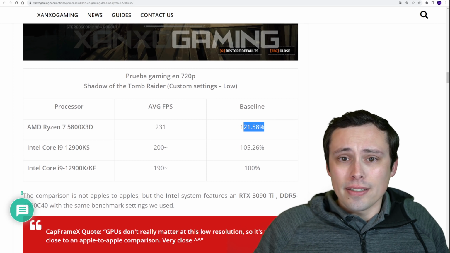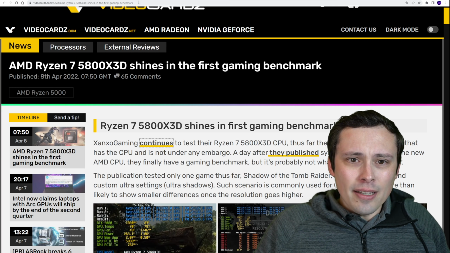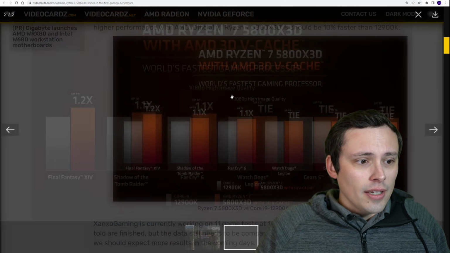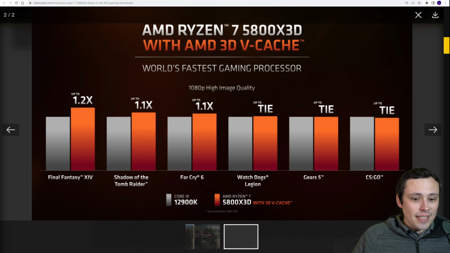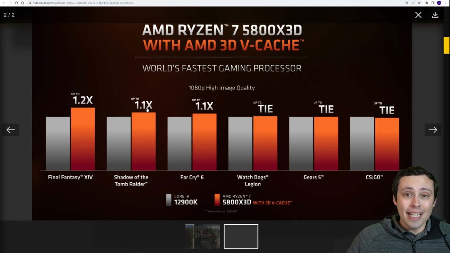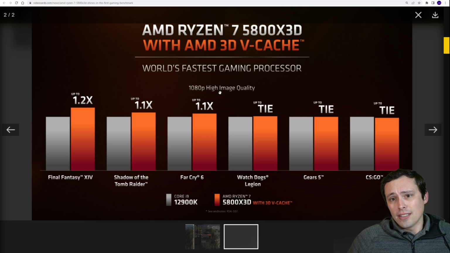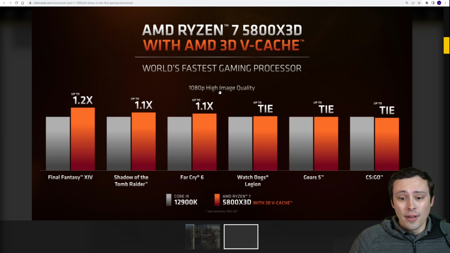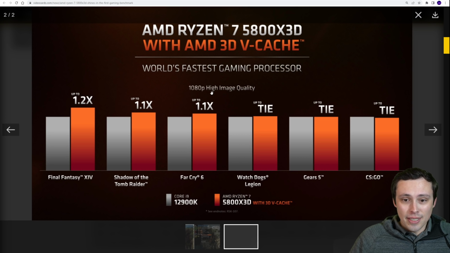Now, this is a bit strange, because AMD themselves, who are likely to try to present themselves in their best light possible, when they announced their 5800X3D, actually did talk about Shadow of the Tomb Raider, and they're claiming up to 1.1x performance of the 12900K. So in other words, a 10% performance jump was all AMD was claiming here. But then again, they were using 1080p high quality, so maybe there was more factored in with the GPU there, and at these 720p custom low settings, maybe it really has its time to shine a bit here.